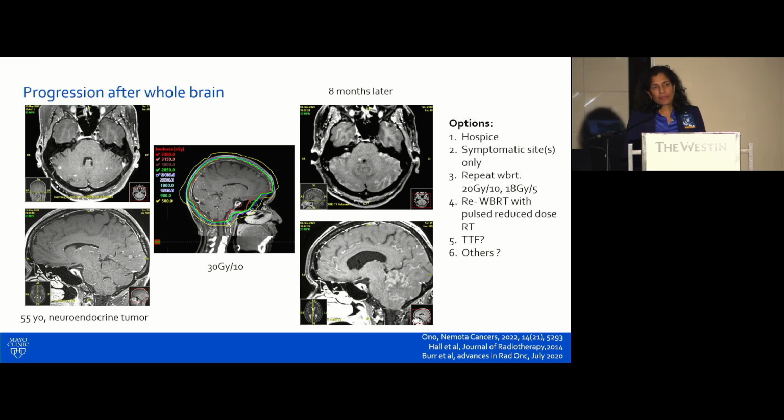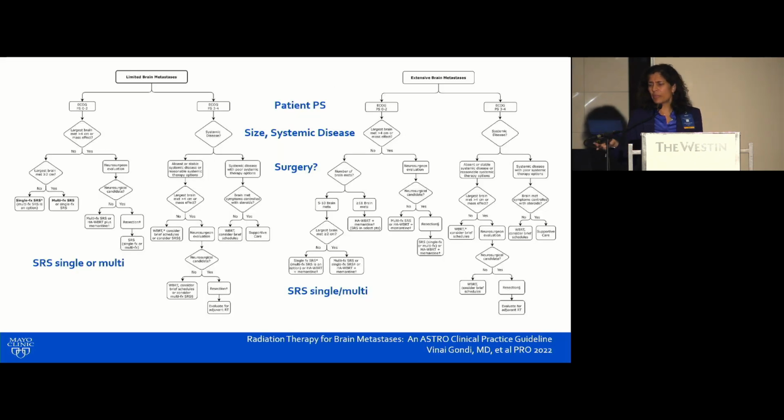Progression after whole brain. If there is whole brain radiation, you have a lot of options: hospice, treat the symptomatic sites, repeat whole brain, pulse dose reduced radiotherapy, tumor treating fields, or others. So when I think about a patient, this looks very complicated, but essentially I look at their performance status, think of the size and location of the tumors, look at their systemic disease. Are the oncologists going to actually treat these patients? Are they going to hospice? Is surgery needed? And is it single or multiple? Then breaking that down, I come up with logical options for these patients.